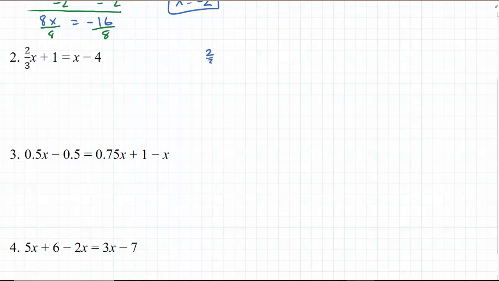So let me actually go ahead and just rewrite the whole equation. I could get rid of the fraction right away by multiplying both sides by 3, and I'll go ahead and do that. When I do that, I'm going to distribute the 3. 3 times 2/3 is going to be 6 over 3 x, plus 3 times 1 is 3, equals 3 times x is 3x. And then 3 times negative 4, or we could just subtract, 3 times 4 is 12.